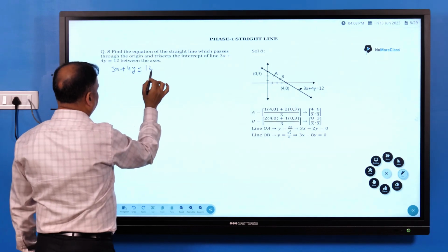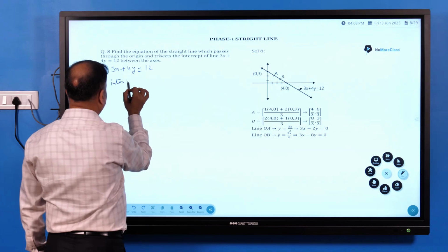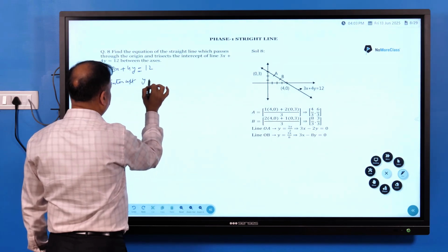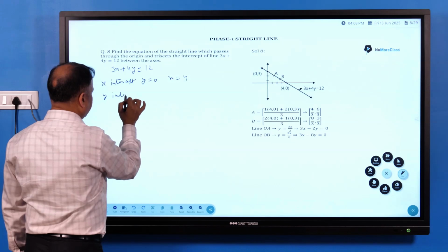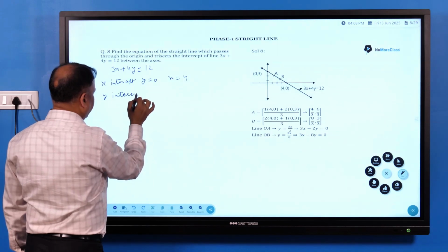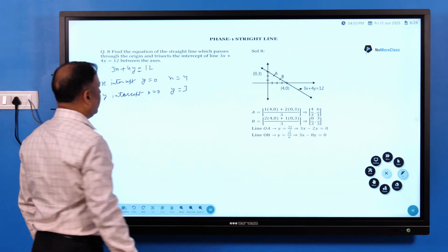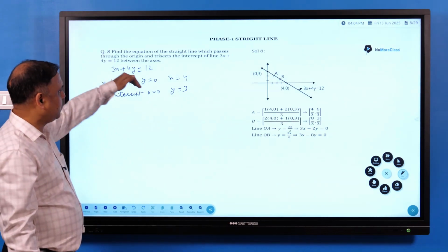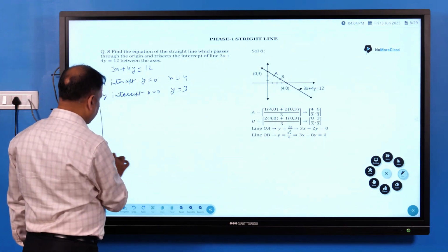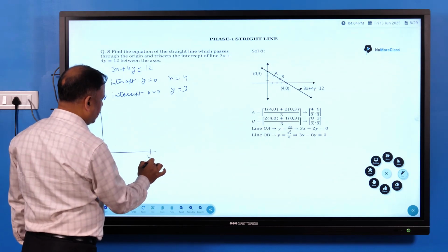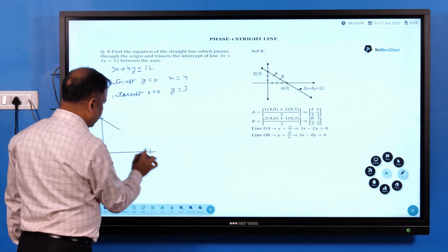So you can write, what is the x-intercept? For the x-intercept, a simple method is to put y equal to 0. So x equals 4. For the y-intercept, we put x equal to 0. So y is equal to 3. Or you can convert it to intercept form, x upon 4 plus y upon 3 is equal to 1. So this line is of this type: x is equal to 4, 0, y is equal to 0, 3. So this is the line.